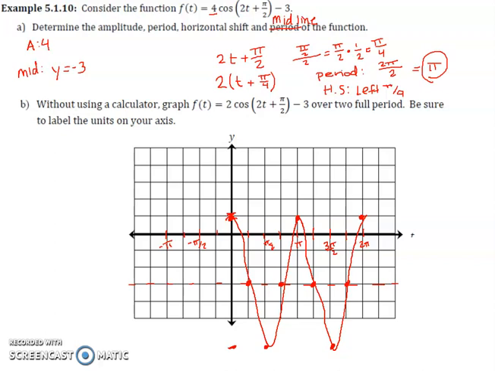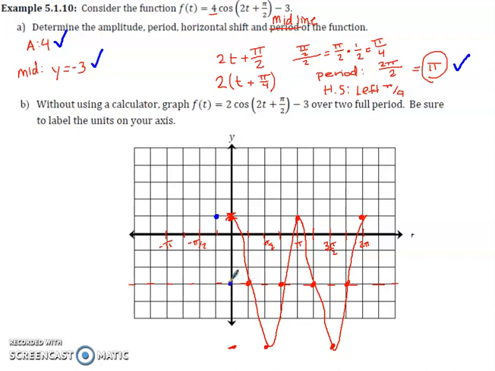From here, the only thing I haven't considered is my horizontal shift. So I considered my amplitude, so my graph goes up 4 from the midline and down 4 from the midline. I considered that my midline is at y is -3. I considered that my period is pi. Need to now consider that my horizontal shift is going to be to the left, pi over 4 units. So since every increment on my x-axis is pi over 4, I'm going to take all of those points that I graphed and simply move them 1 unit to the left.